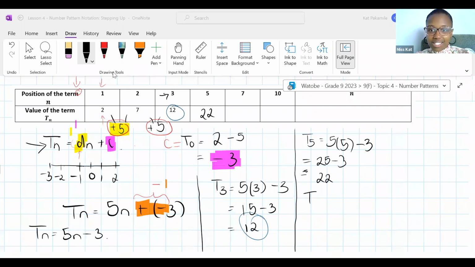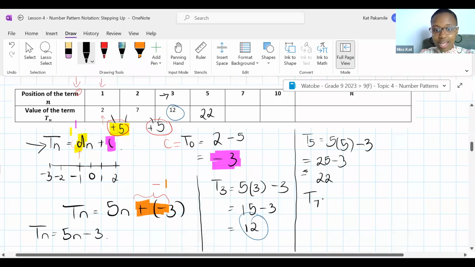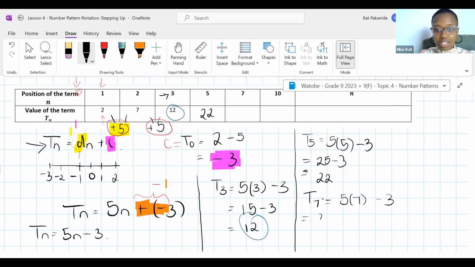Okay, guys. Let's finish the table quickly so we can do a different sequence. Remember to use this notation. T7 tells us where we're working. So T7 is 5 times 7 minus 3. 5 times 7 is 35, minus 3, and that will be 32.